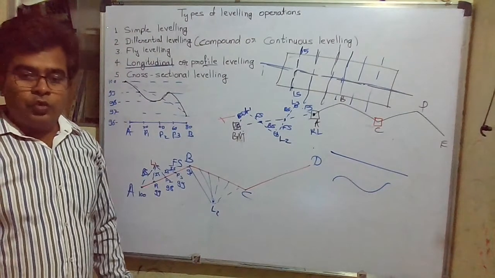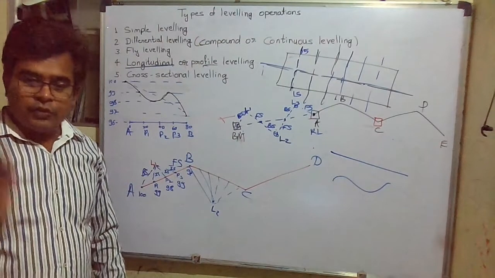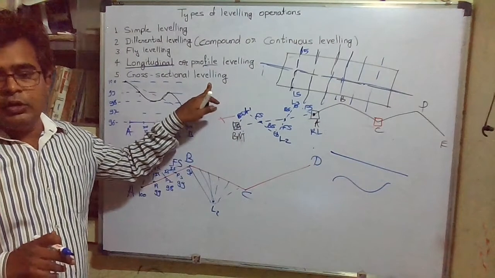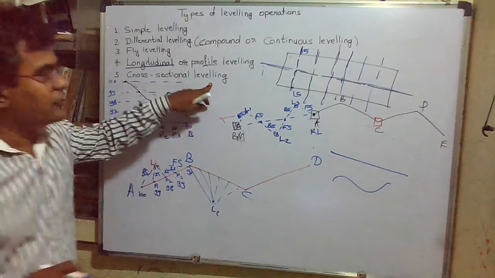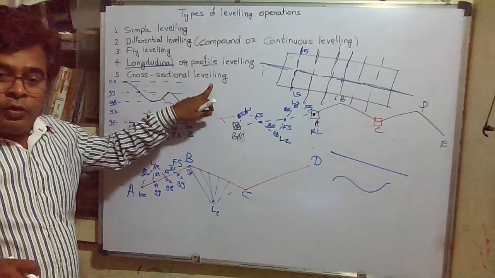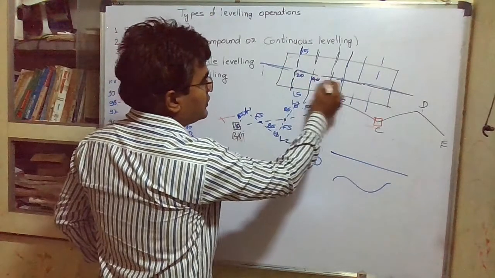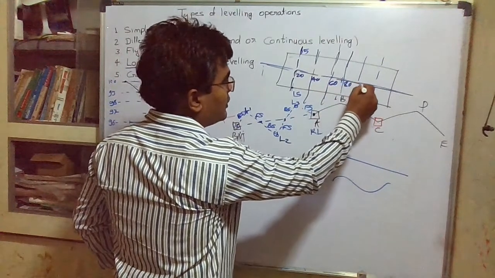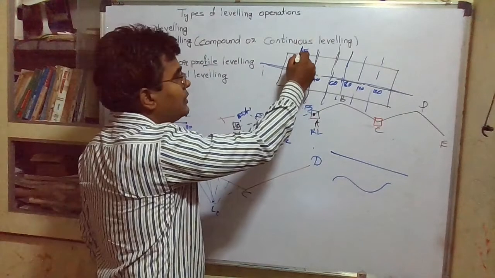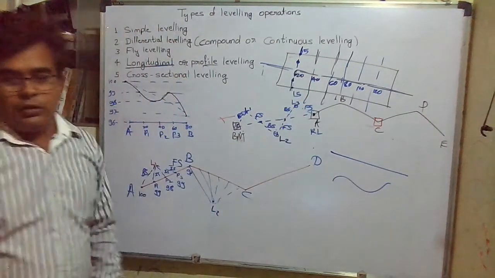So to know the profile of the ground perpendicular to the longitudinal direction, that is in cross section, we use cross section leveling. What do we use? We use cross section leveling. So in cross section leveling, we will determine the nature of the ground along the cross sections. Suppose this is 20 meter, 40 meter, 60 meter, 80 meter, 100 meter, 120 meter, like that. Along those points, we can determine the nature of the ground at various cross sections.